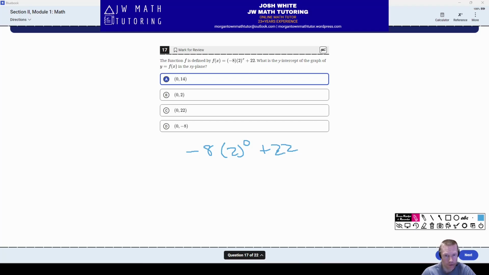So 2 to the 0 is 1. Negative 8 times 1 is negative 8. Negative 8 plus 22 is 14. The only thing you have to be careful about in this question is that a lot of people will see 22 and think that's the answer because they're used to lines: y equals mx plus b.